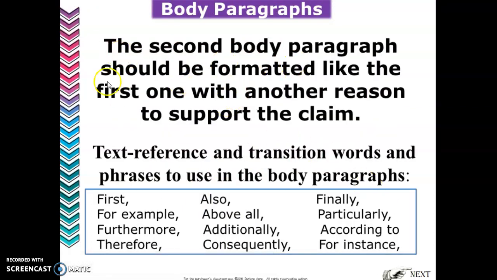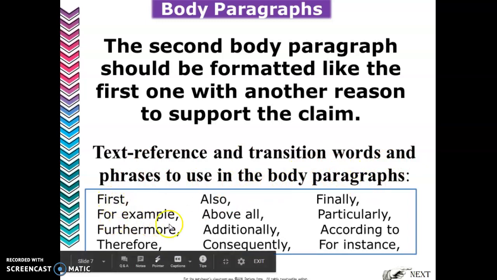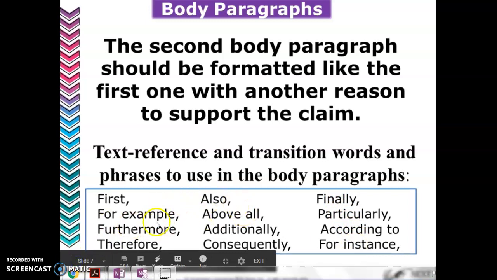So the second body paragraph should be formatted like the first one with another reason to support the claim. So make sure that it's a different reason than your first body paragraph. Okay? Different reason. So text reference and transition words and phrases to use in the body paragraphs also include first, for example, furthermore, therefore, also, above all, additionally, consequently, finally, particularly, according to, or for instance. So these are all very good words to use in the body part of your paragraphs.